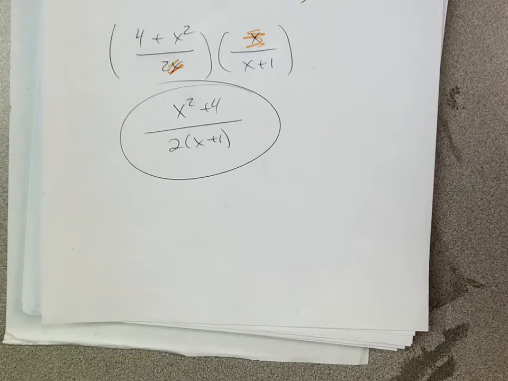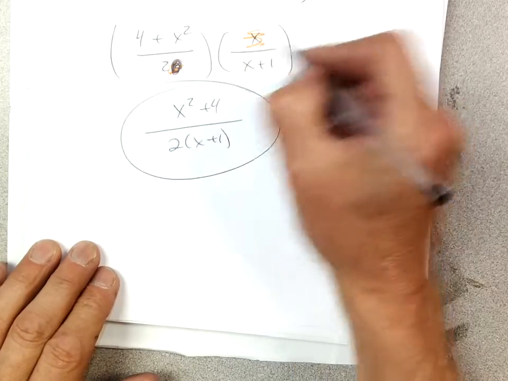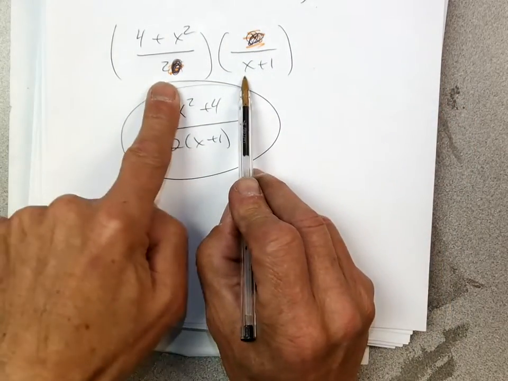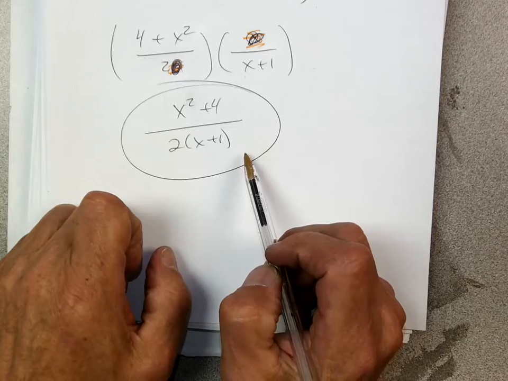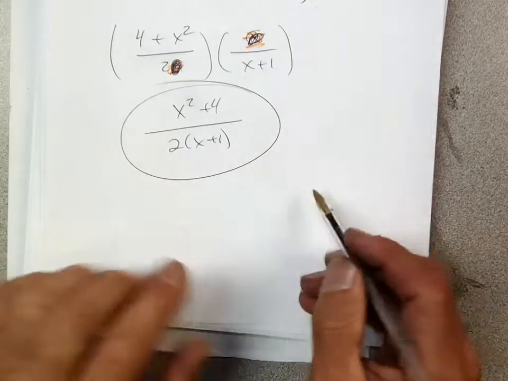One on the bottom because there's only one constant. That's gone. That's gone. What's left over? Oh, one x left over. How do you multiply these?